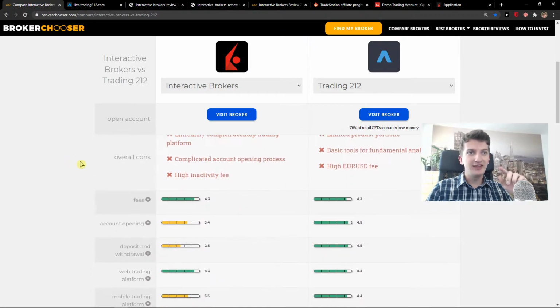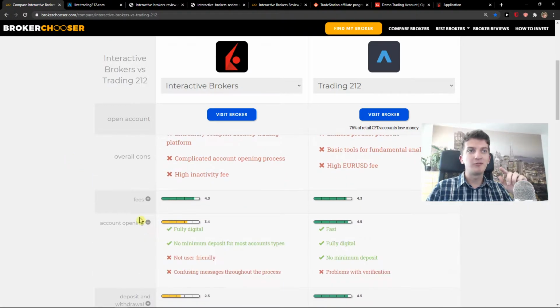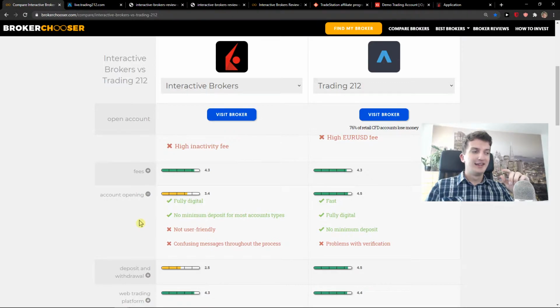Now, the next thing is that account opening on Interactive Brokers is a pain. I opened an account with Trading212. The only thing that you can have a problem with is verification. If you want to verify your account, sometimes it can take a long time, but for me it was like 2 days and I was in. But Interactive Brokers is not user friendly and it's hard. Try to open one and test it out by yourself, but it's crazy.